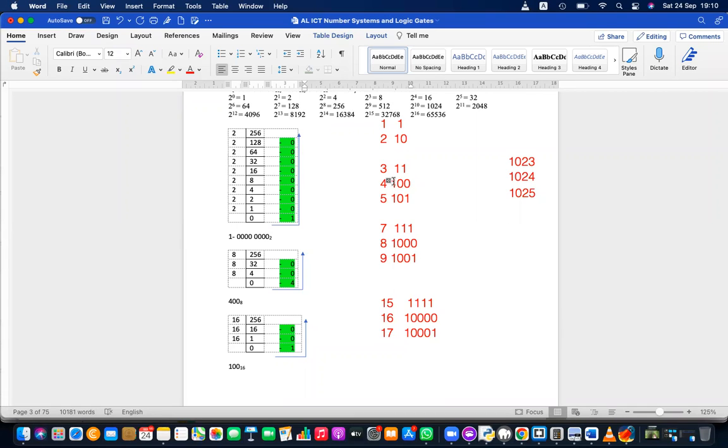So when you know the 2 to the power number, right? Okay, 2 to the power, then what is 1024? What is the 2 to the power number? Yes, 1024 is 2 to the power 10. If it is 2 to the power 10, how do we write this? 1 and 10 zeros, right?